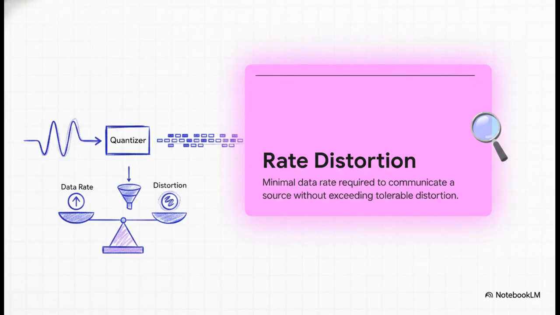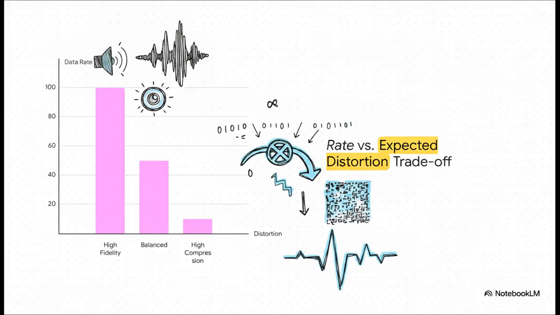Okay, so if we absolutely must quantize, and if we must discard information, we need a mathematical framework to optimize exactly what it is we're throwing out. Enter Claude Shannon's foundational concept, rate distortion theory. It defines the minimal data rate required to communicate a source without exceeding a tolerable expected distortion. If quantization is the tool we use, rate distortion theory is the mathematical rulebook governing how efficiently we're allowed to use it. Now, what's really interesting about this slide is how it visualizes that constant, unavoidable mathematical sacrifice. If you want pristine, high fidelity, you are going to need a very high data rate.